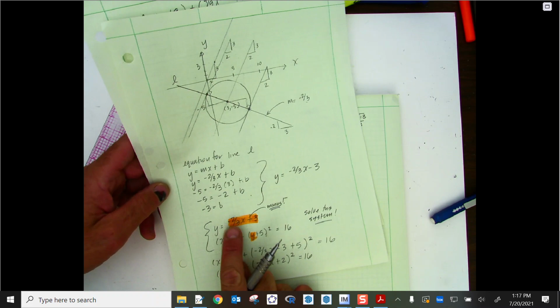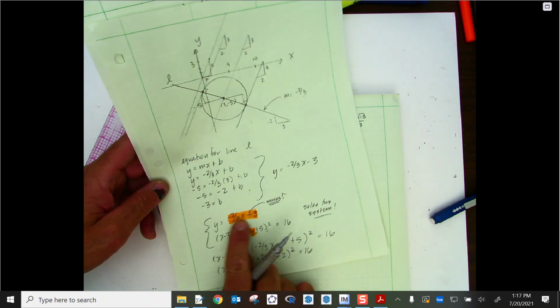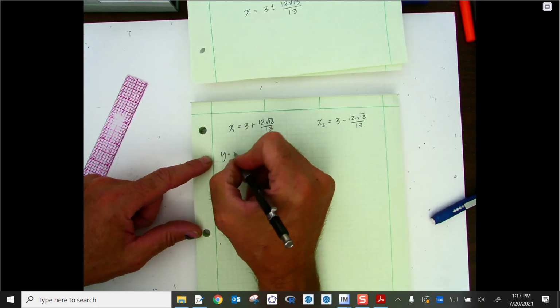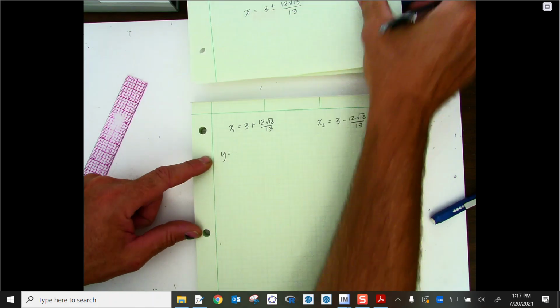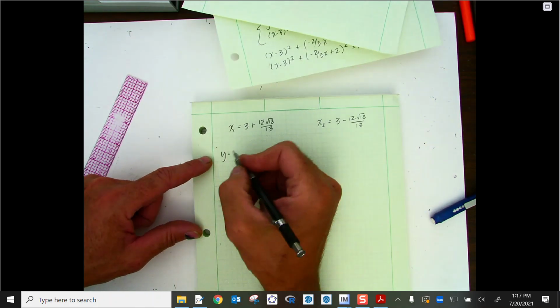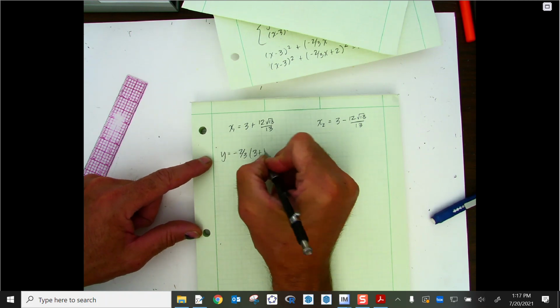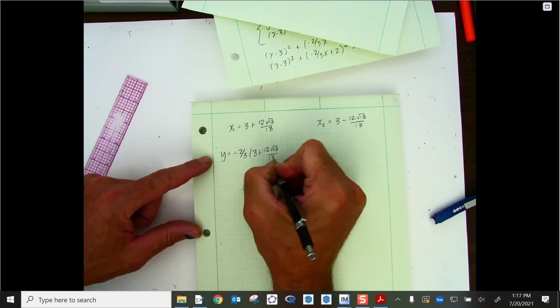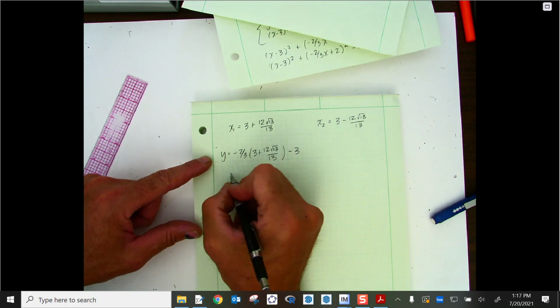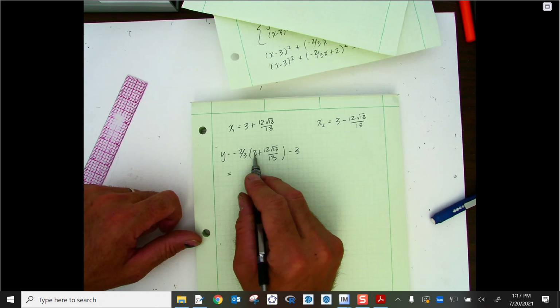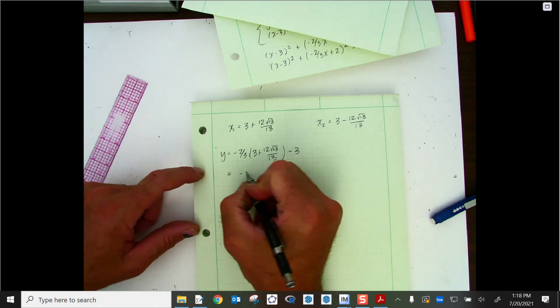If we go back to the beginning, remember that we have this equation, y equals negative 2/3 x minus 3. If I know x, I can plug it in and find y. So let's do that. Negative 2/3 times x, which is 3 plus 12 root 13 over 13, minus 3. So let's go ahead and distribute the negative 2/3. When I distribute it to the 3, the 3's cancel and I get a negative 2.